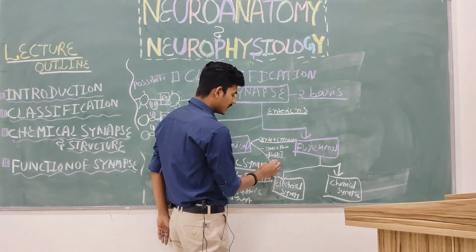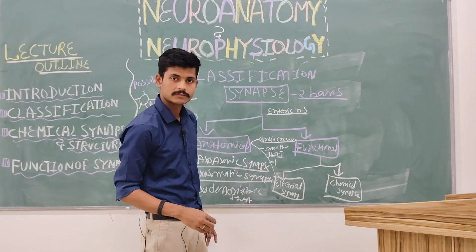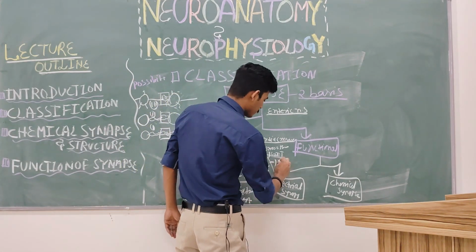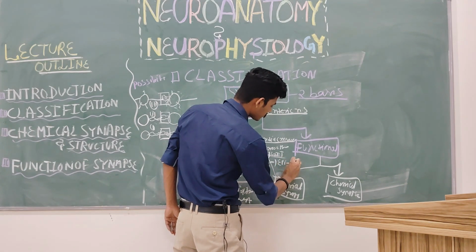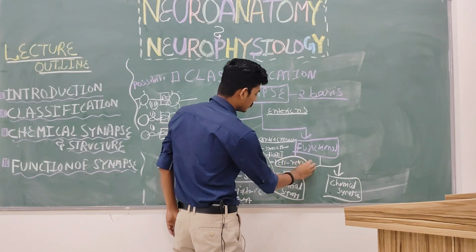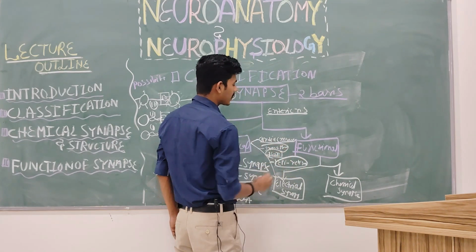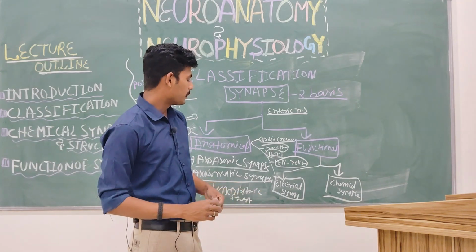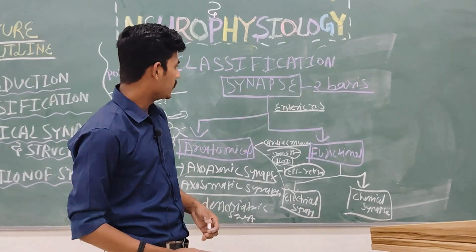Apart from that, the epithelium of the retina also has the electrical synapse. So these are the three locations: first is cardiac muscle, second is smooth muscle of the GIT, and third is the epithelium of the retina.